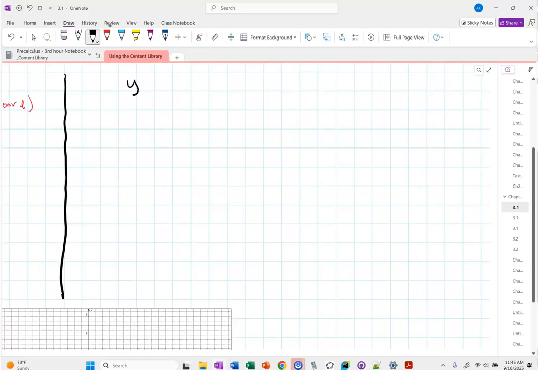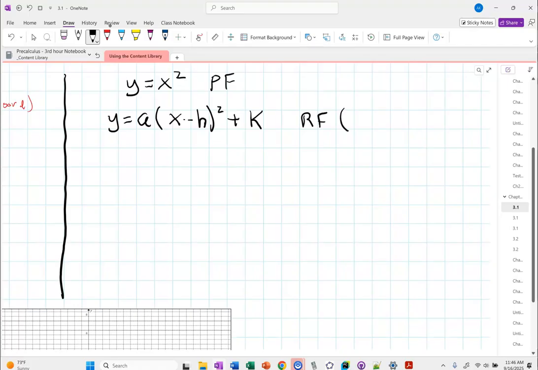So last year when you graphed quadratics, your parent function would have been like y equals x squared, right? And you say, okay, well, any transformation of that parent function could be written in the form a times (x minus h) quantity squared plus k, right? This is our resultant function. And in Algebra 2, you would call this vertex form, right? Everybody's okay with that?